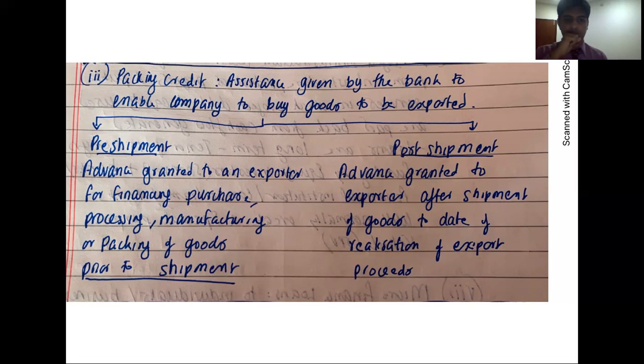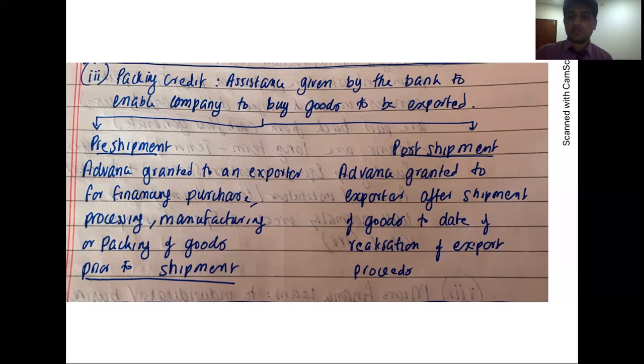What is a pre-shipment facility? It is an advance given to the exporter for financing the purchase, processing, manufacturing, or packing of goods. Here, suppose during manufacturing we need to pay salary to employees. We need to procure raw materials from domestic sources as well as from international sources. For all of them, we need funds. This is met through the pre-shipment facility. This pre-shipment facility is used for manufacturing and up to the sale of goods.